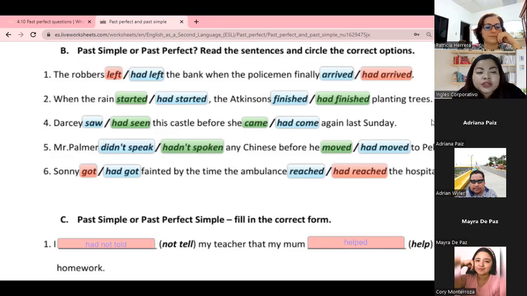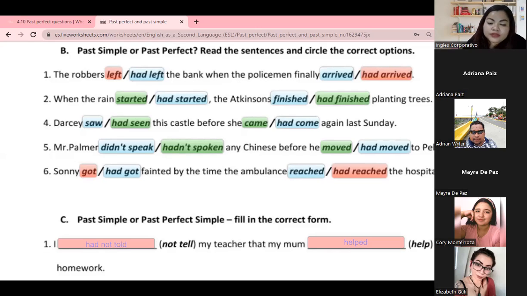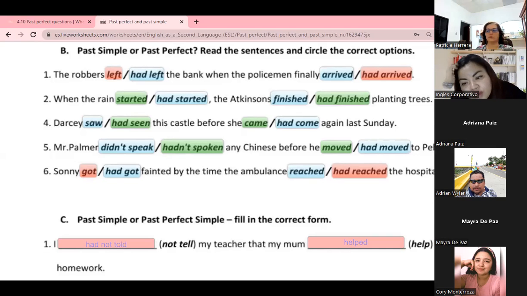Teacher, I have a question. Yes, Adrian. In the negative case, have not, is the contraction hadn't? Yes. Is the perfect pronunciation, hadn't. That's correct, Adrian. Thank you so much. Any other question? Feel free to ask, please. Patricia? No question, teacher. Adriana? Mayra? Cori? Elizabeth? No question, teacher. Okay, so we're going to keep working.